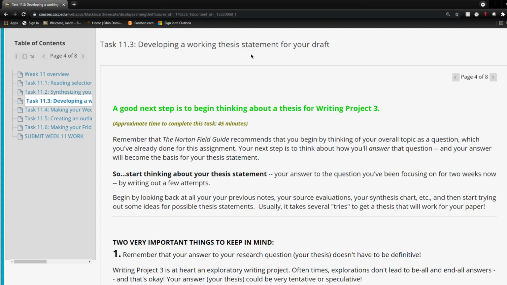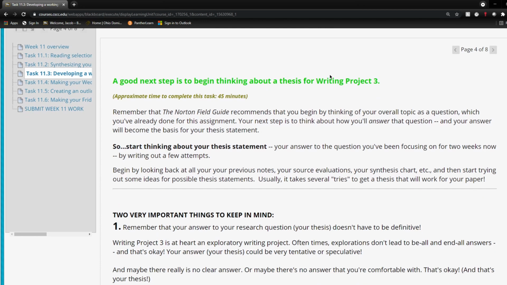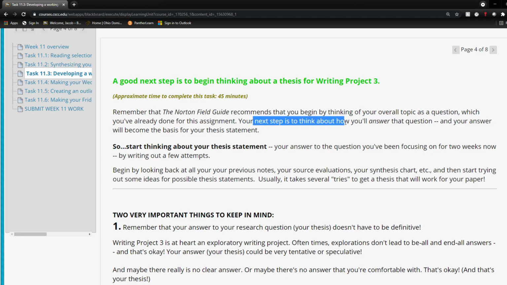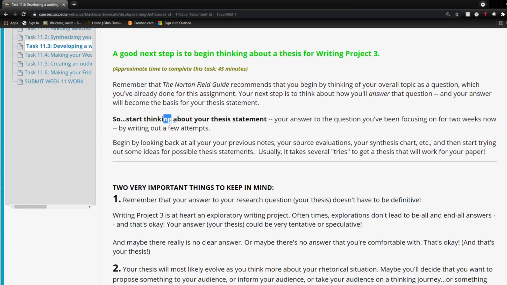Task 11.3, you're going to develop a working thesis statement for your draft. Remember that the Norton Field Guide recommends that you begin by thinking of your overall topic as a question, which you've already done for this assignment. Your next step is to think about how you'll answer that question. And your answer is going to become the basis for your thesis statement.